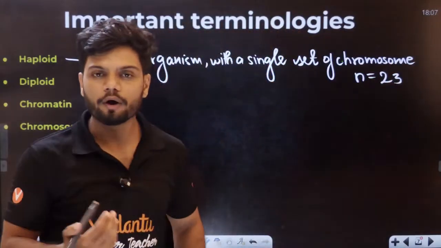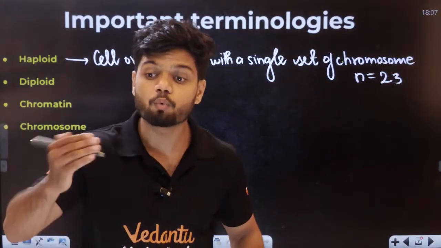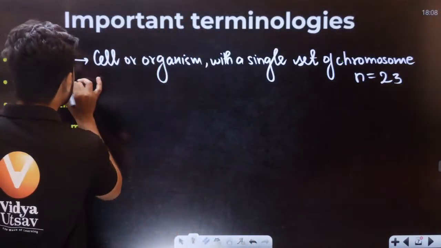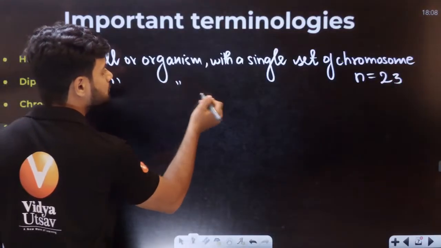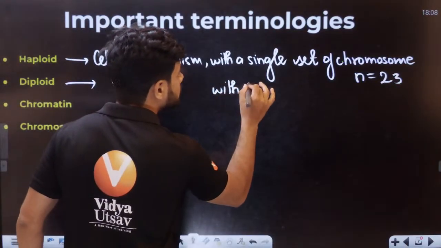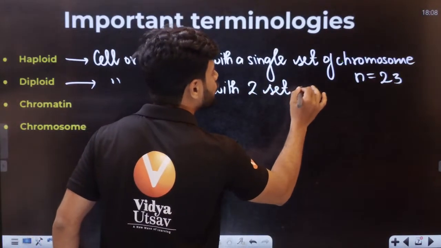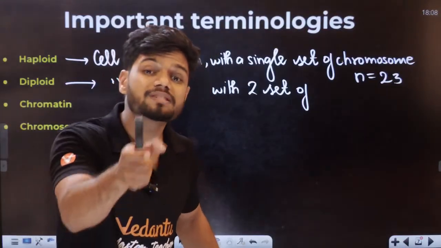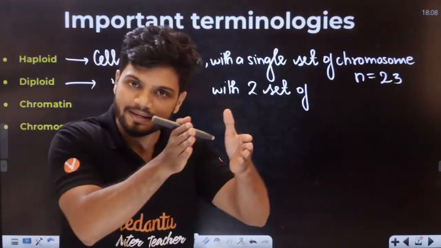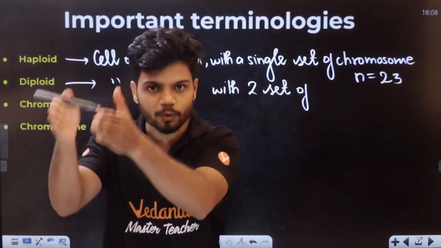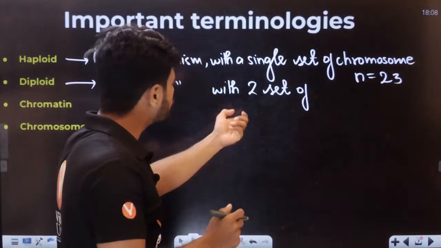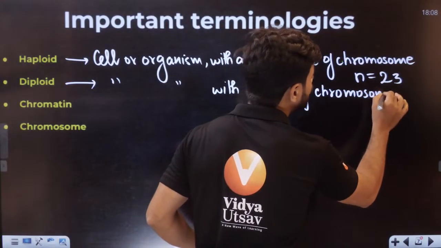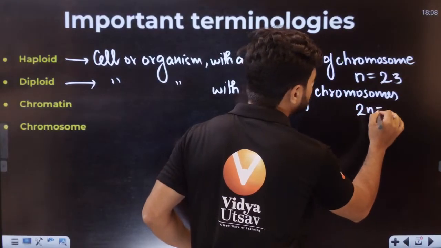Now, diploid means 46. Then what is triploid, students? What do I mean by triploid? Anyone in the chat? Triploid. Diploid basically means a cell or organism with two sets of chromosomes. I am not talking about two chromosomes, I am talking about two sets of chromosomes. One set is 23, second set is 23. Right? So, two sets of chromosomes. When I say two sets of chromosomes, I mean 2n is equal to 46.